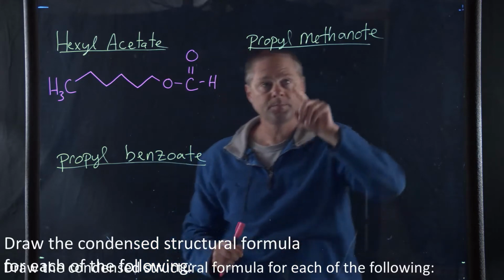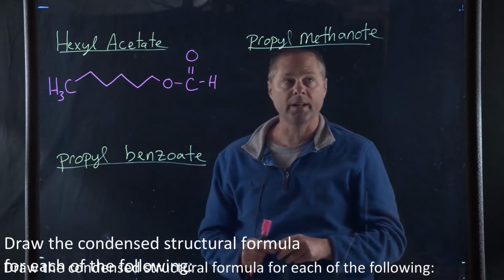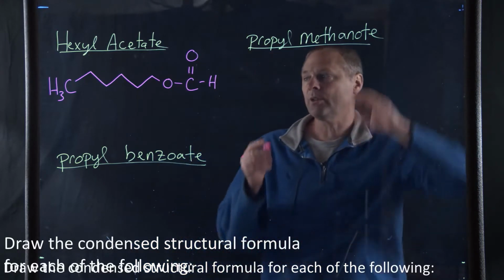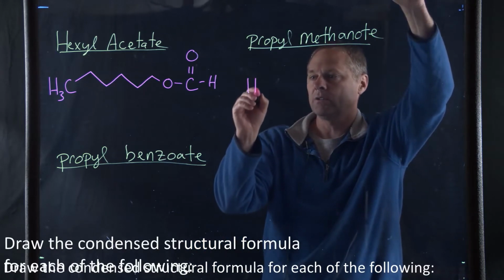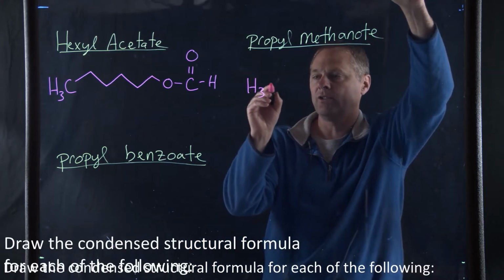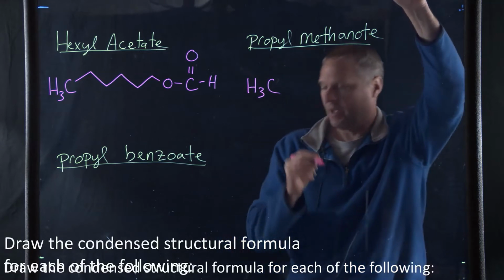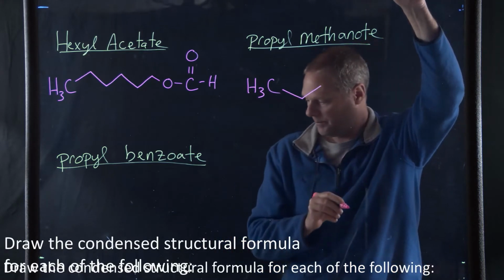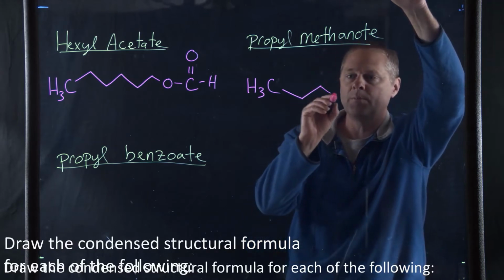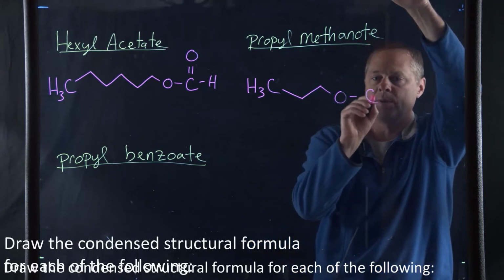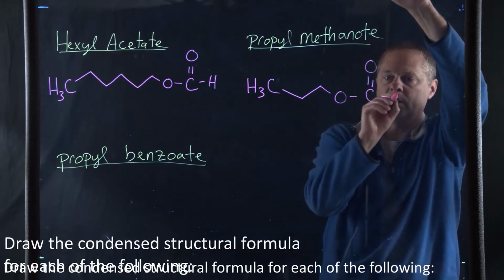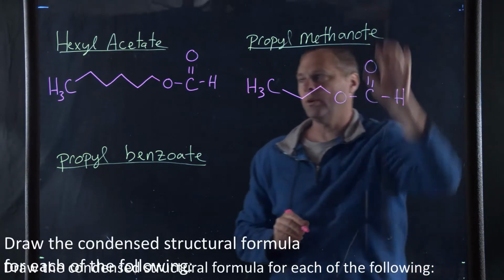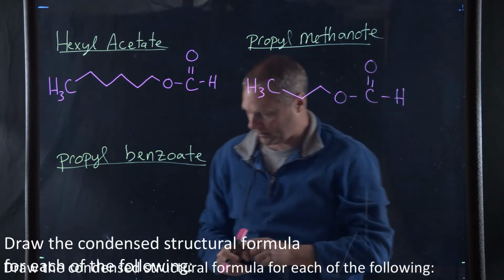Next one is propyl methanoate. And so we can start with the propyl group. So there's the hydrogen, it's the carbon, and then we're going to go 2, 3, and then that's going to be bonded to an oxygen, which is going to be bonded to a carbon, and then the hydrogen. So here's the methanoate group right there.